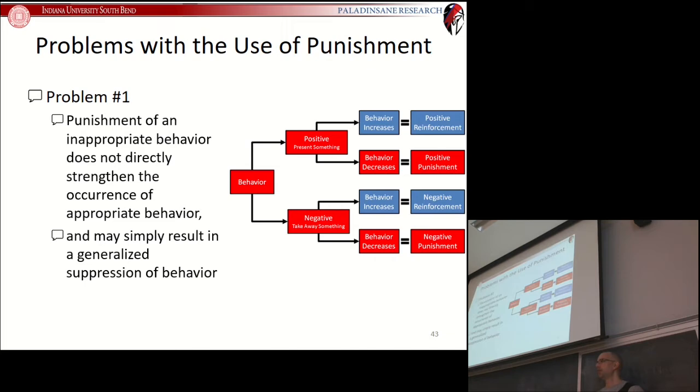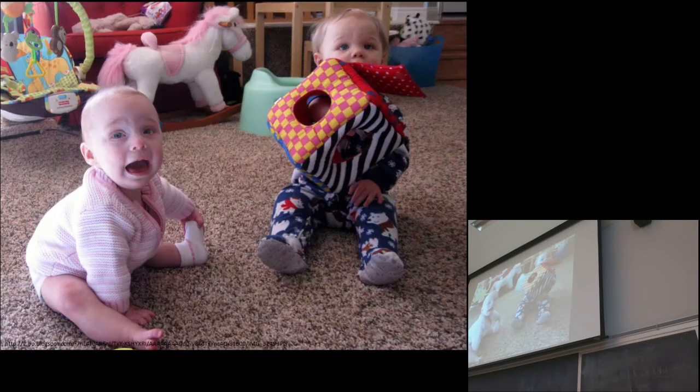So if you punish somebody for being mean to their siblings, that's not going to immediately increase them being nice to their siblings. And in fact, it might simply result in a generalized suppression of their behavior. So for example, if you are a parent and you have two children and you want them to play nicely together, if you punish inappropriate behavior, for example fighting, that doesn't mean that cooperative behavior is going to increase. What it means is that the fighting will decrease. So it's a punishment procedure, your fighting will go down. But what can also happen is that it leads to a generalized suppression of all behavior.